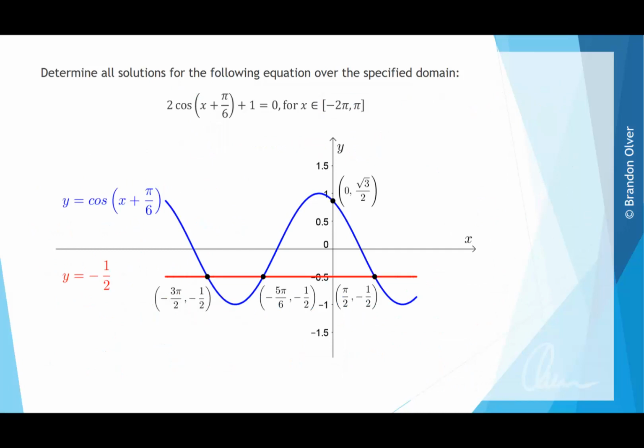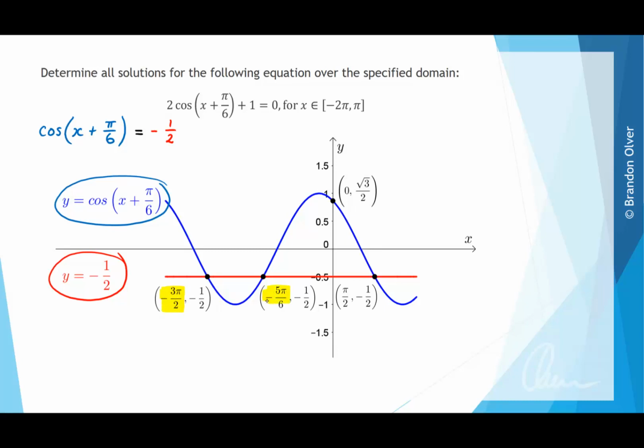On this slide, we've graphed y equals cos of x plus pi on 6 in blue, and in red we've graphed y equals negative a half. And that's because we solved the equation cos of x plus pi on 6 equal to negative 1/2. So by sketching both sides of that equation and looking for the points of intersection, we can find the solutions. So we have negative 3 pi on 2, minus 5 pi on 6, and positive pi on 2, which are the same solutions that we found by hand on the previous slide.